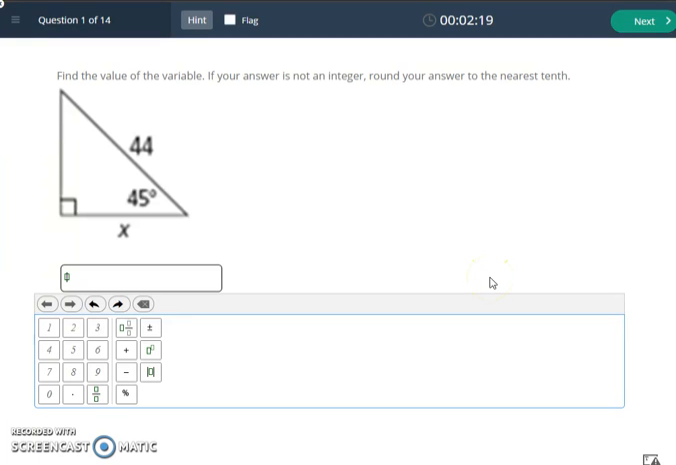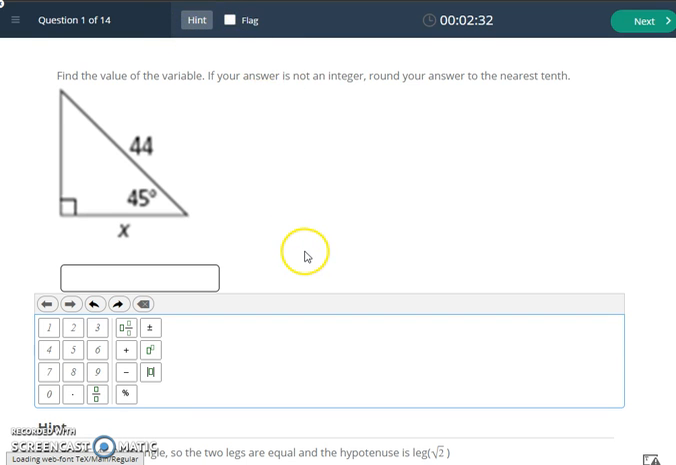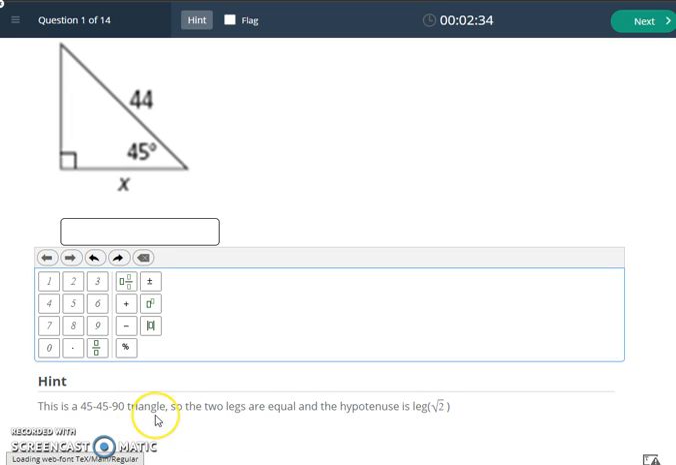I'm going to go through the Edulastic 8.1, 8.2 review because we're still having some issues here. If you look at the problems, pay attention. It does have it at the top that you can ask for a hint. So my hint for this one is it's a 45-45-90 triangle. That means the two legs are equal and the hypotenuse is leg multiplied by square root of 2.